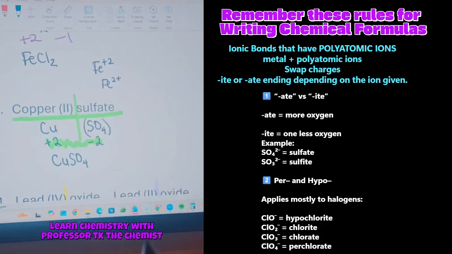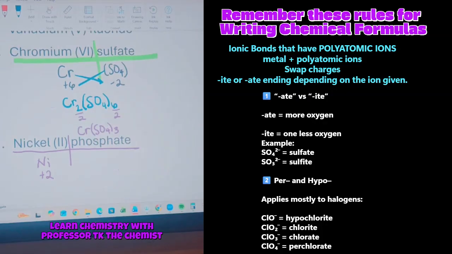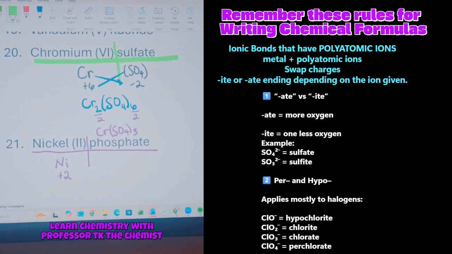Now, where were we? Oh, nickel 2 phosphate. So right here, phosphate is PO4, because there's also a phosphite, but we're saying phosphate. Phosphate is PO4 with a -3 charge, okay? PO4 with a -3 charge.